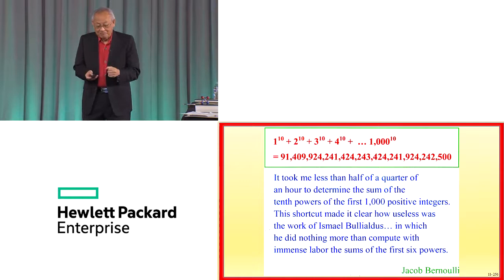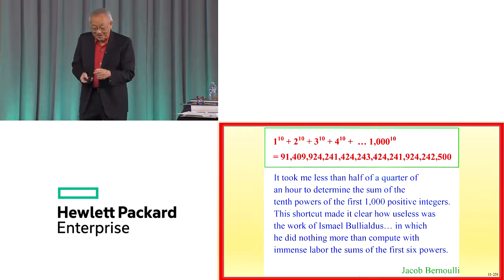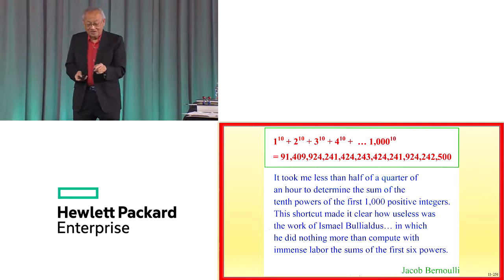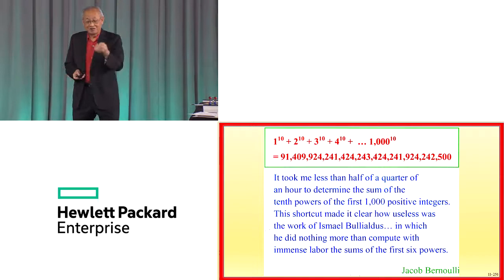This shortcut made it clear how useless was the work of Ismael Boulliau, who was his competitor at that time, in which he did nothing more than compute with immense labor the sum of the first powers. He said he did only the first six and he couldn't do it. He said, look, I did up to 1,000 and it took me only a quarter of an hour, okay?